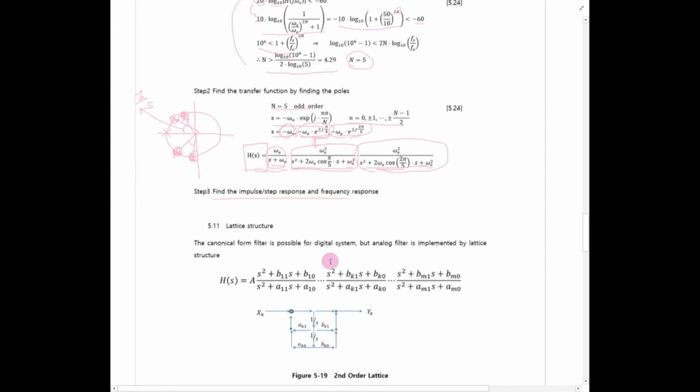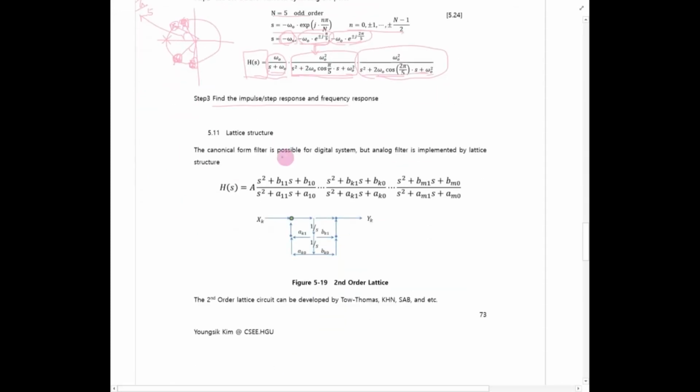So when we implement a filter, we usually take in the second order lattice structure that is expressed here. In the second order lattice structure, all the coefficients are real numbers, even though there are two complex poles, because they are conjugately related. So the sum of the two roots is a real number, and the product of the two roots gives the constant term. So we can naturally use this lattice structure to implement the second order system.